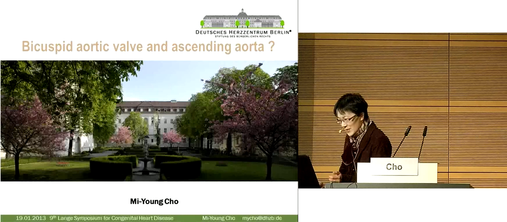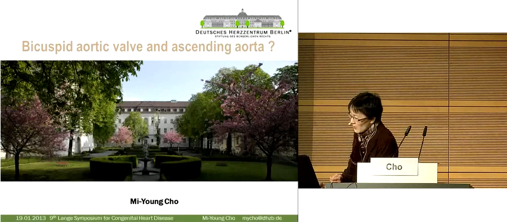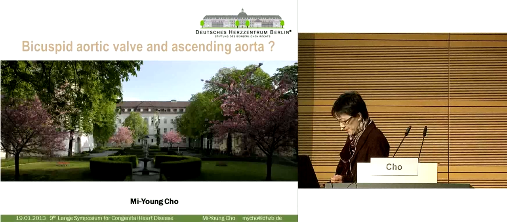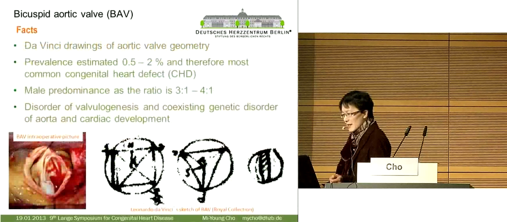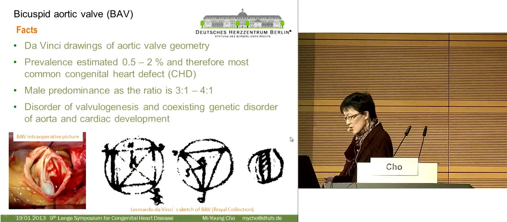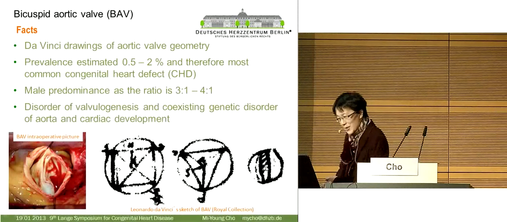Thank you for the opportunity to talk about the bicuspid aortic valve and ascending aorta. Some facts about the bicuspid aortic valve. Da Vinci did some drawings about the aortic valve geometry, and that was the first mentioning of the bicuspid aortic valve, as you can see here. It belongs to the royal collection and to the Queen.